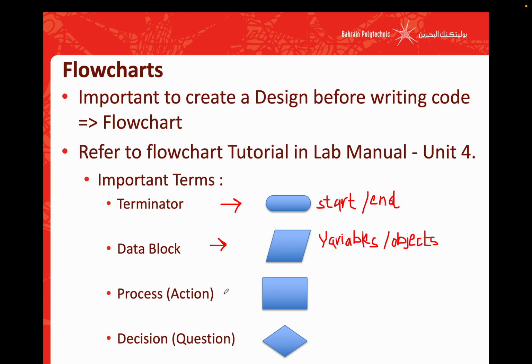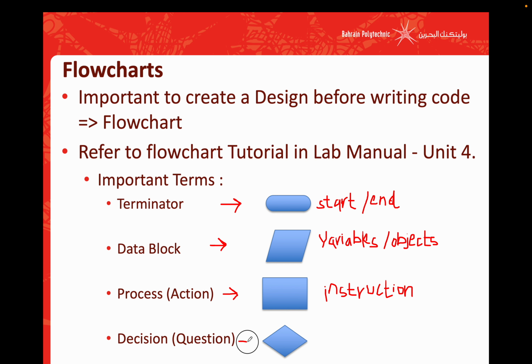For the process, the process block is used for instructions. So for example, this could be prompt the user, or print something out for the user, or calculate something. So usually one to two lines of code that represent a certain instruction need to be used in the process shape, which is basically a rectangle.